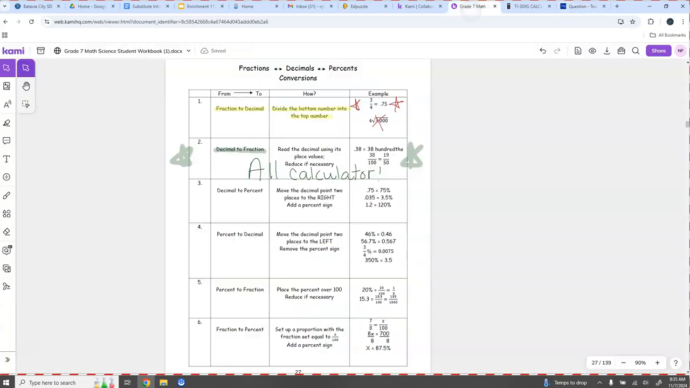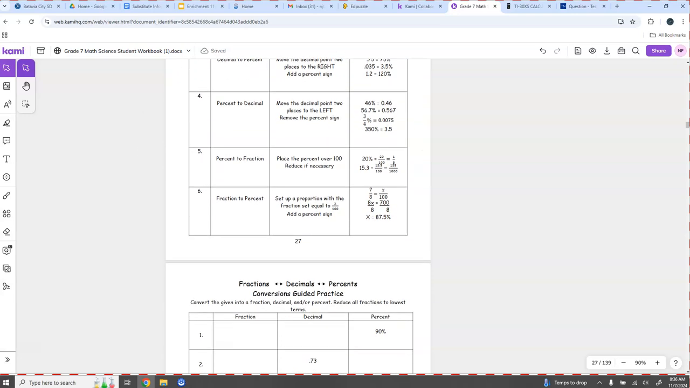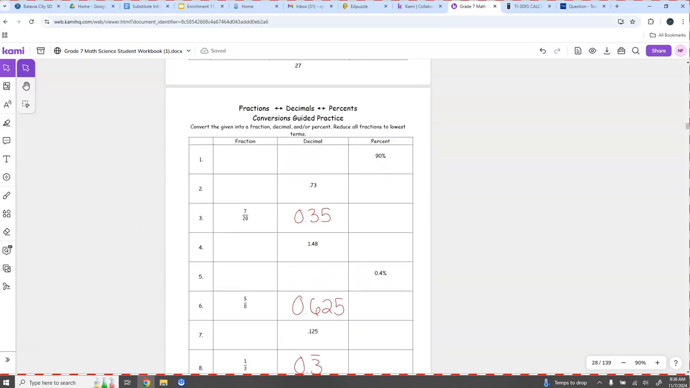So let's go back to our notes. Okay, so we talked about decimal to fraction. We'll end up talking about decimal to percent, percent to decimal, percent to fraction, and then fraction to percent. But let's scroll down, because we're going to start filling in our table. So we want to go from decimal to fraction. So we're only going to look at number 2 for now, right?